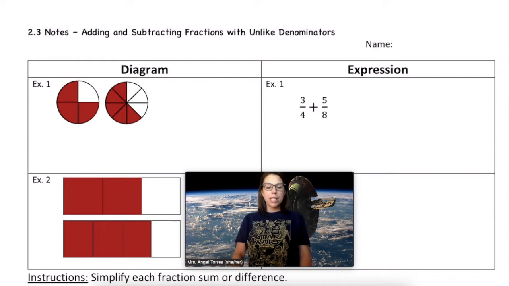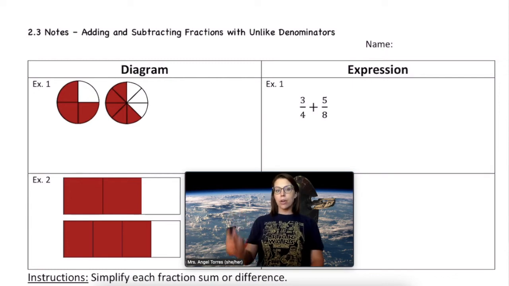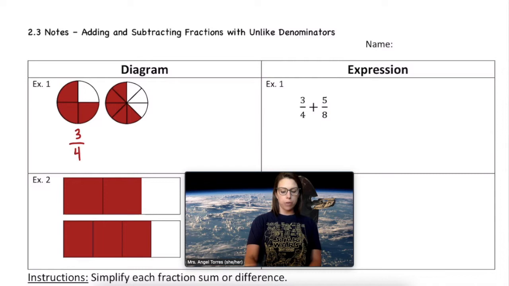Here's your lesson for today on adding and subtracting fractions with what we call unlike denominators, meaning they are fractions of different size. How do we add them together? Now, in this diagram here, the first fraction represented is the fraction 3/4. And the second part of this fraction is 5/8.